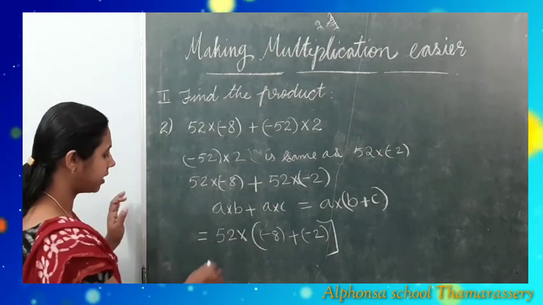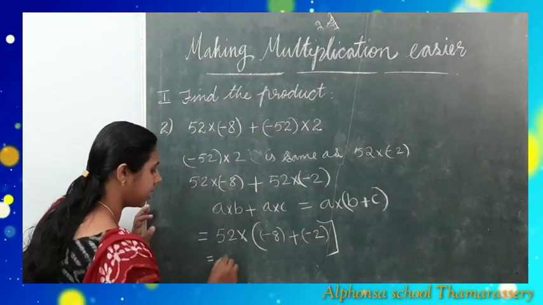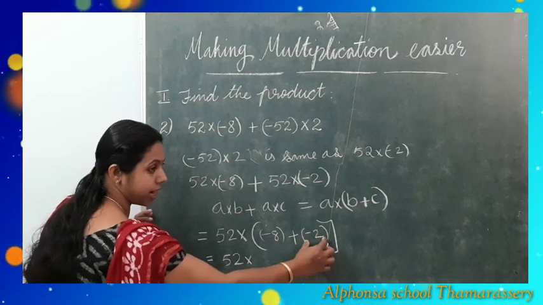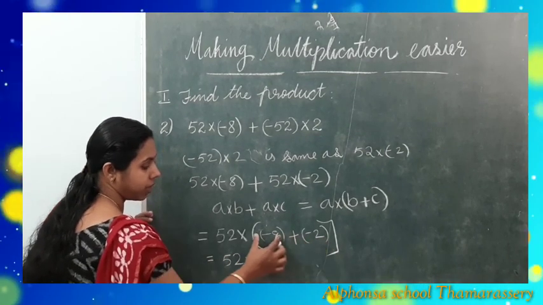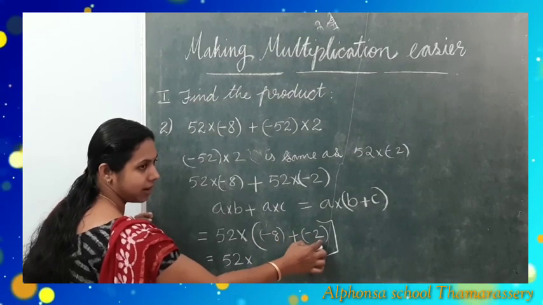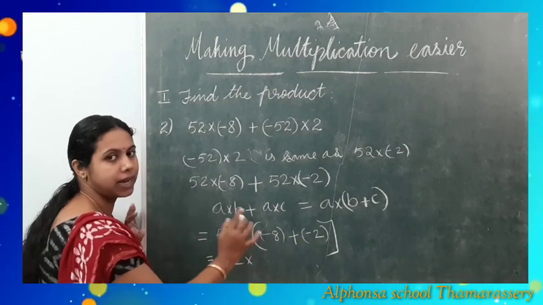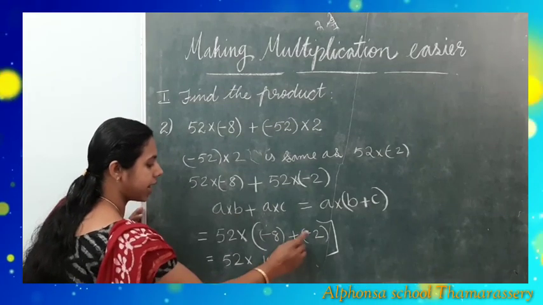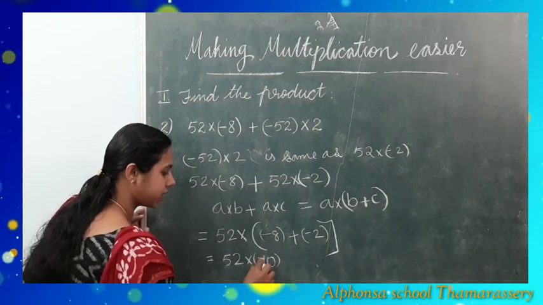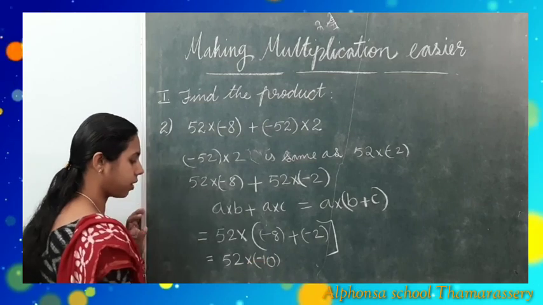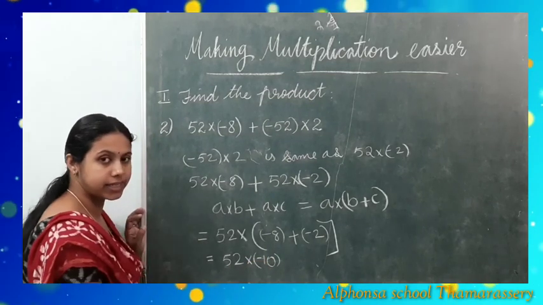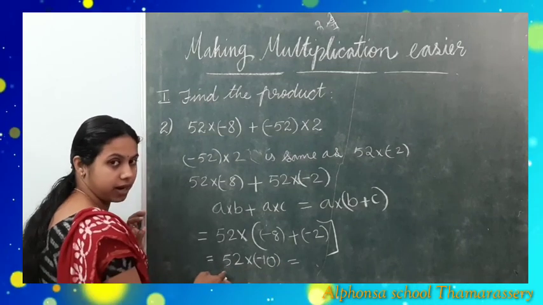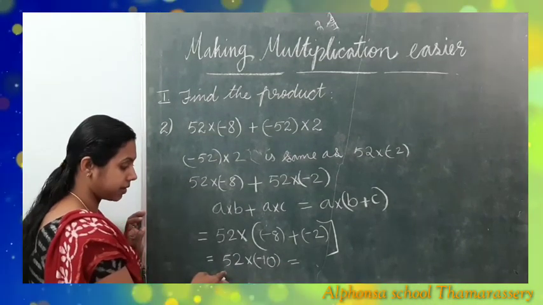Now your calculation is a little more easy. It is 52 into minus 8 plus minus 2. It's addition. When you are adding two negative numbers, you just add the number and keep the sign as it is. So 8 plus 2, 10. The sign is negative. So 52 into minus 10. Now it's an odd number of negative numbers here.